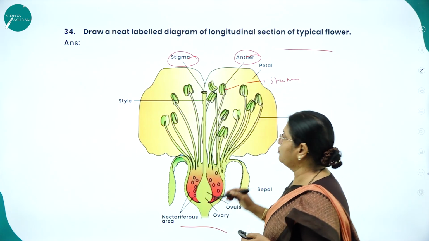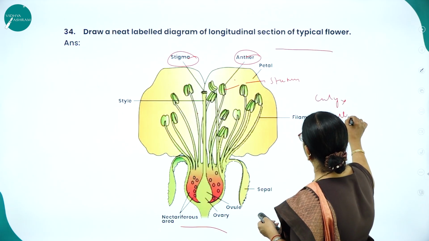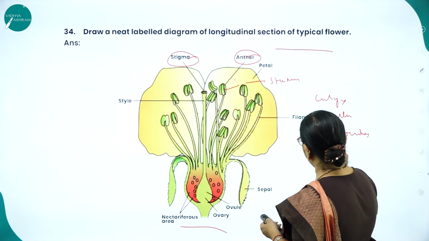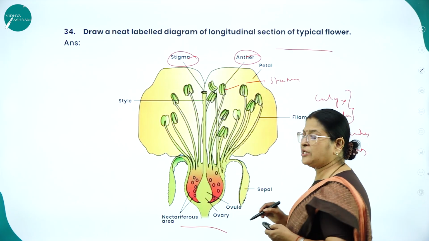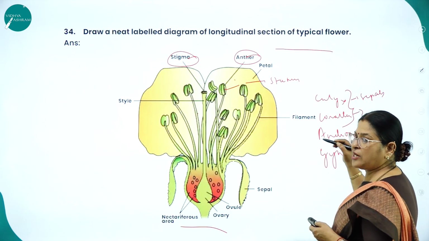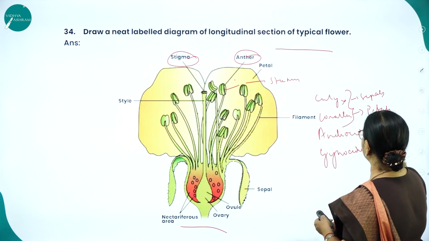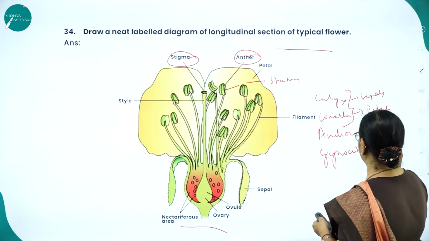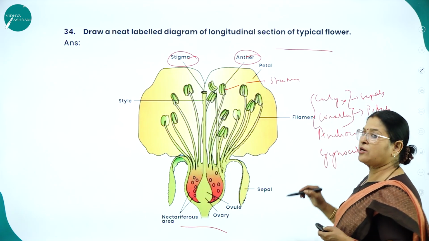As we all know, the four whorls of a flower are what? Calyx, corolla, androecium and gynoecium. The units of calyx are called what? Sepals. The units of corolla are called what? Petals. The units of androecium are called what? Stamens. The units of gynoecium are called what? Carpels.